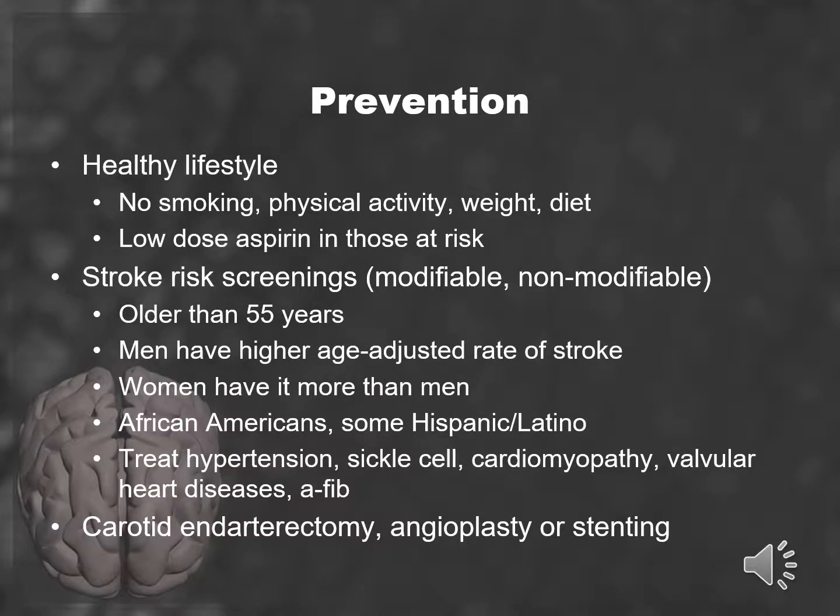Prevention of stroke is really important nursing education that we provide to patients. A big thing with prevention is our main goal is focused on supporting a healthy lifestyle. So things like refraining from smoking, making sure they're being physically active and maintaining a normal weight, as well as a healthy diet. And for people who do have a higher risk for stroke for whatever reason, our goal is to start them on low-dose aspirin to prevent that from happening later. So those are more of our modifiable risk factors.